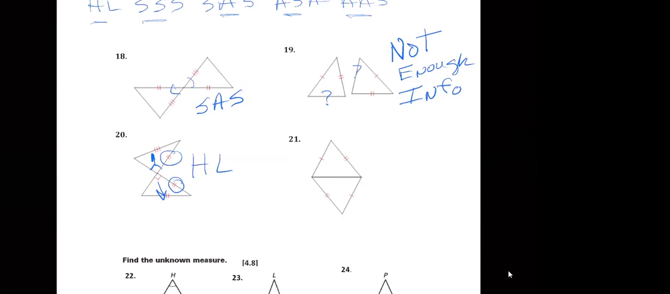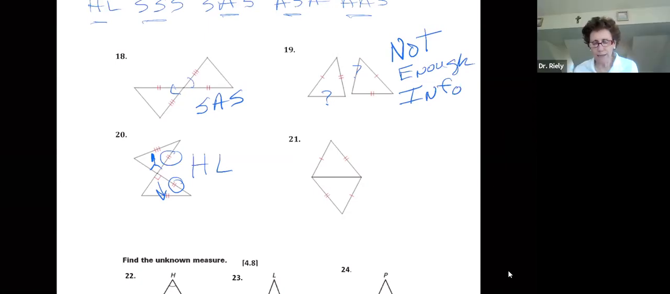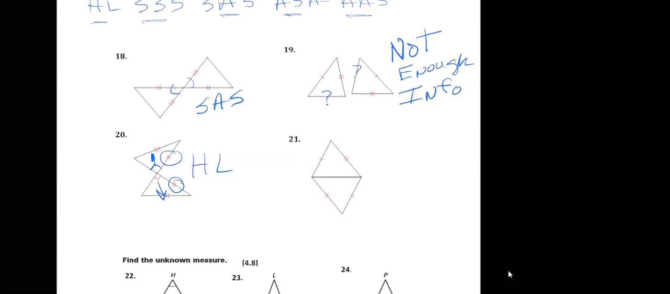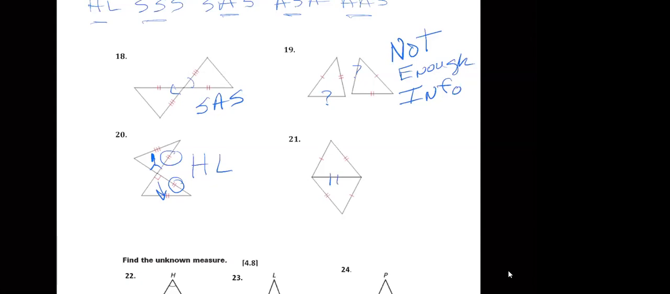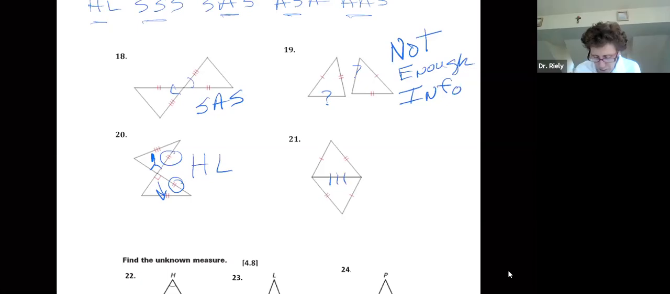How about the last one, Jacob? The last one, number 21. I got side-side-side. Okay, what did you label? I put markings right in the middle, 3 lines there. Beautiful. That's the reflexive side, the common side. Once you have that, it's apparent that you can say side-side-side. Okay, beautiful. That's really good.